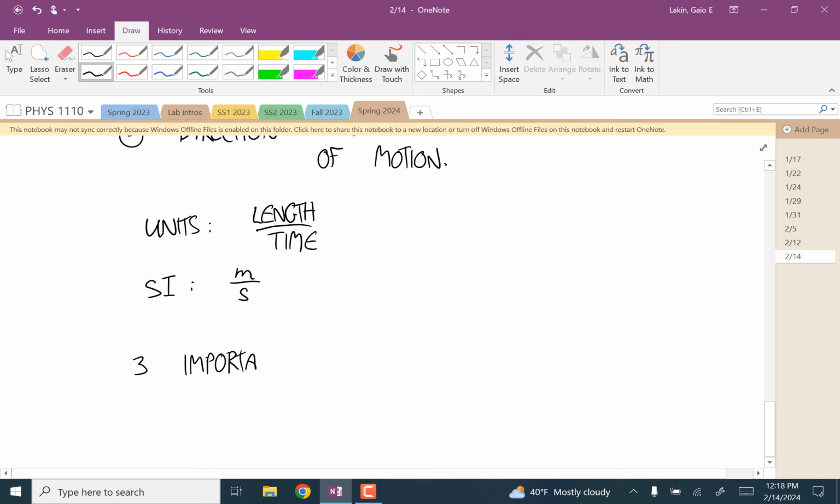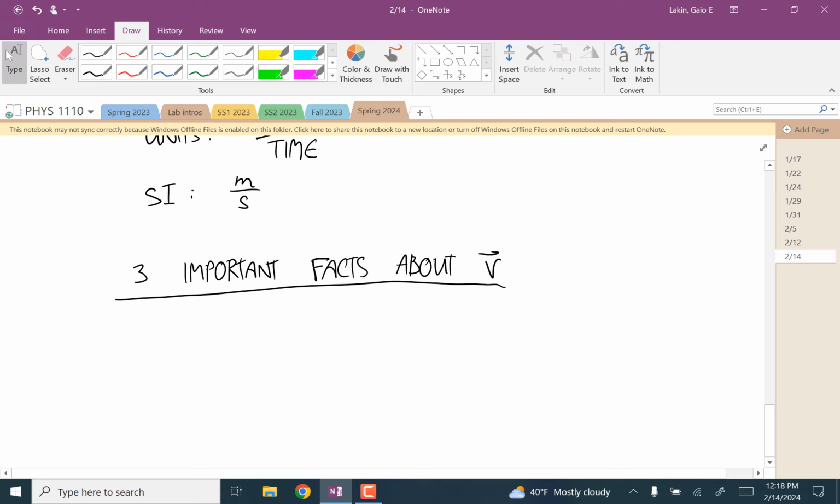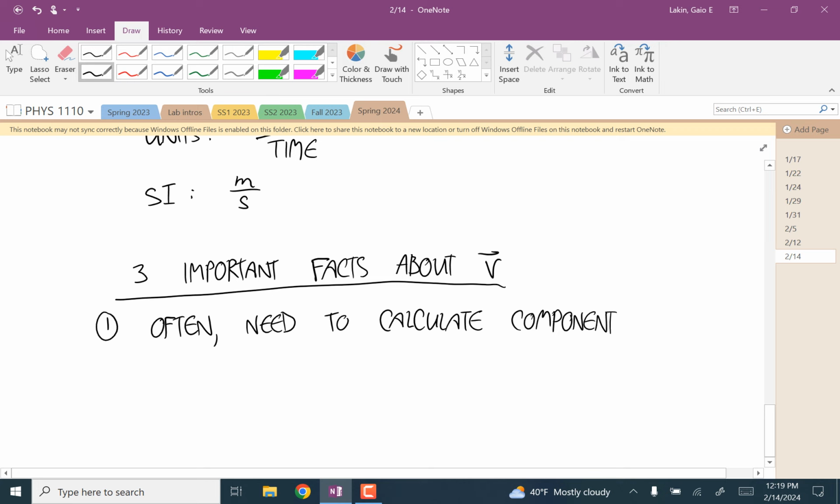So three important facts about the velocity vector. The first one is often you're going to need to calculate the components. So you're often going to need to calculate the components of V from a speed and a direction.